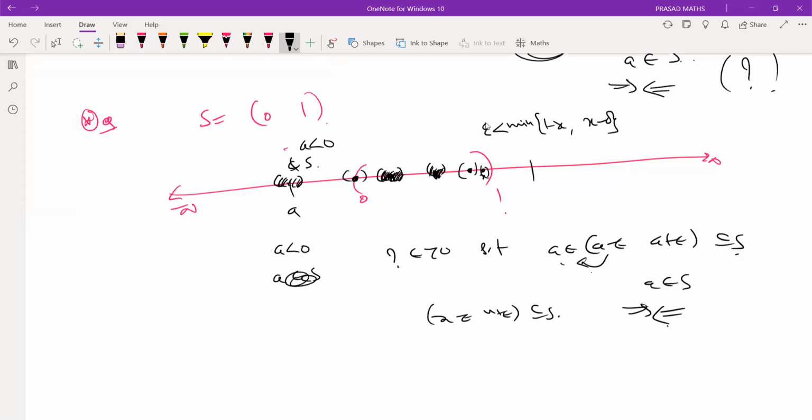What about these points? No, right? You take a point here. Is S a neighborhood of it? No, because it's not a member of the set S. It's not a member of the set S, so automatically it cannot be a neighborhood of X. So what is my argument? Therefore, S is a neighborhood of this point, this point, this point, and so on. Therefore, S is a neighborhood of all its points.